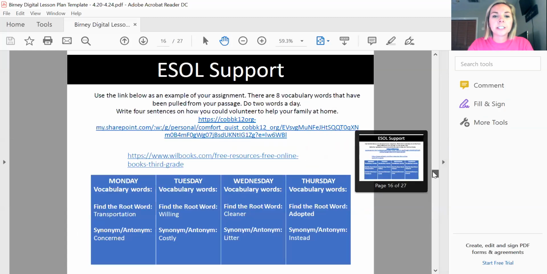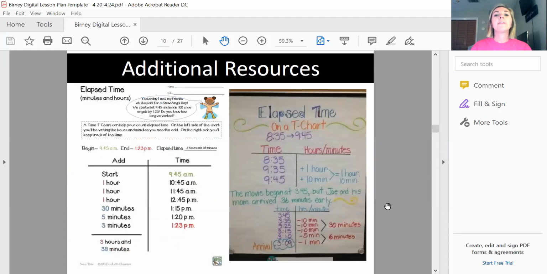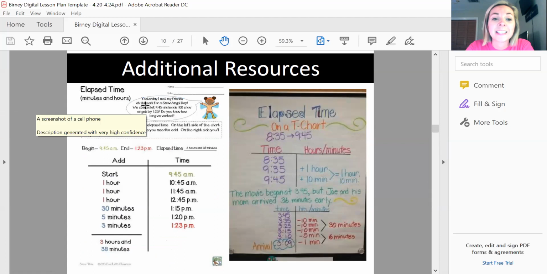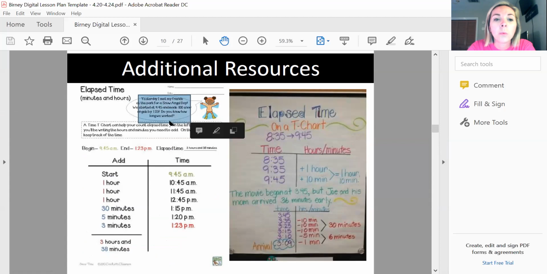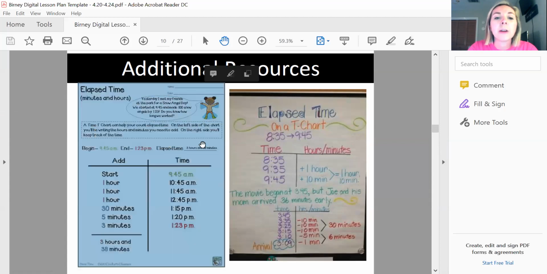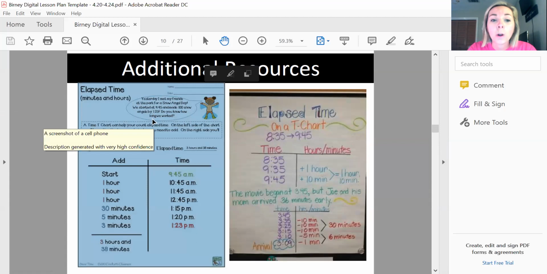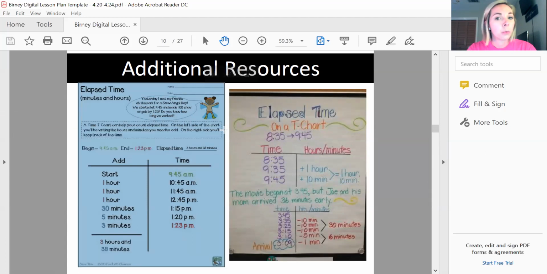So the anchor charts for today are right here. And if you notice, these anchor charts look similar, but they're not exactly the same. That's because these 2 teachers did it differently. There's no right or wrong way on the T-chart to add time, this side or the opposite. So if you look at this very first one right here, it says elapsed time, minutes, and hours. The word problem says, yesterday, I met my friends at the park for a snow angel day. We started at 9:45 and made 100 snow angels by 1:23. How do you know how long we worked?